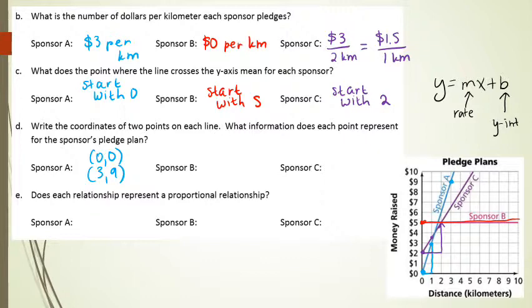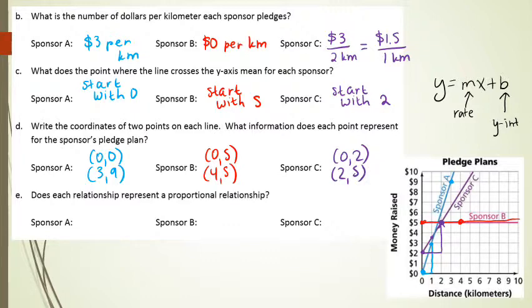For sponsor B, again, I could do 0, 5, which is where it crosses the y-axis. I could also do 4, 5. And for sponsor C, I could use the y-intercept as one of the points, so 0, 2. And pulling out another point here, I can see I've got a point right here at 2, 5.